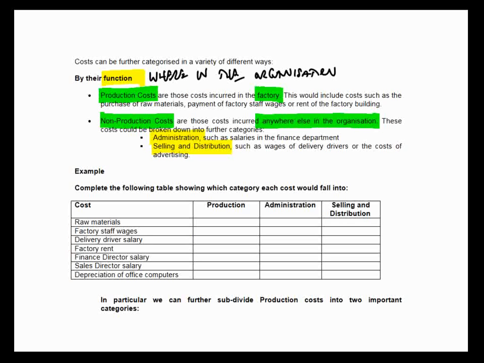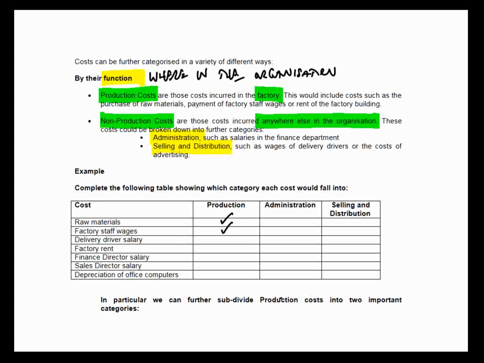So starting with raw materials, so the physical products that we're buying to produce our products with. So if I'm a car factory, buying wheels, buying gear sticks, I'm thinking those sorts of costs are definitely in the factory itself because they're part of producing the cars. So I'm thinking raw materials would probably be treated as a production cost by most organizations. We've then got factory staff wages. Now, the fact that we're told it's for the factory staff, they're obviously in the factory. So I'm thinking that's also a production cost.